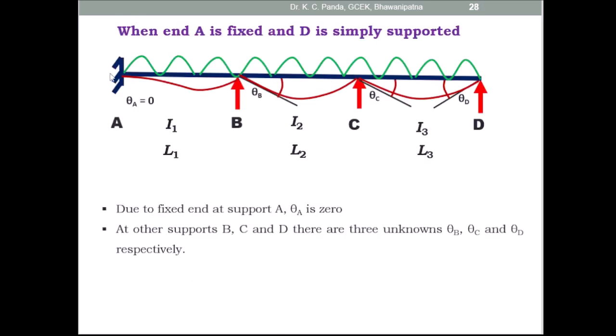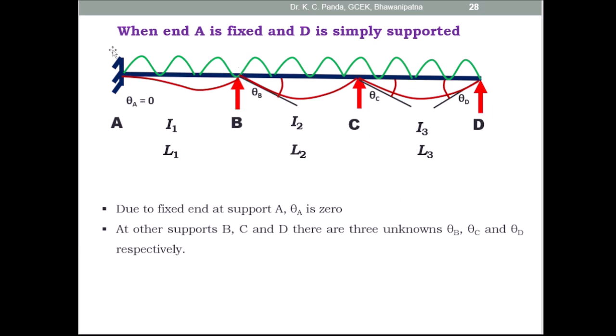Coming to when end A is fixed and end D is simply supported. Here one side is fixed and the other side is simply supported, and these are the intermediate supports B and C. At the fixed end, the slope theta A is equal to 0, and at the simply supported end, the slope is theta D, and at the intermediate supports, the slopes are theta B and theta C. And this is the moment of inertia and length of span AB, and this is the moment of inertia and length of span BC, and the moment of inertia and length of span CD.